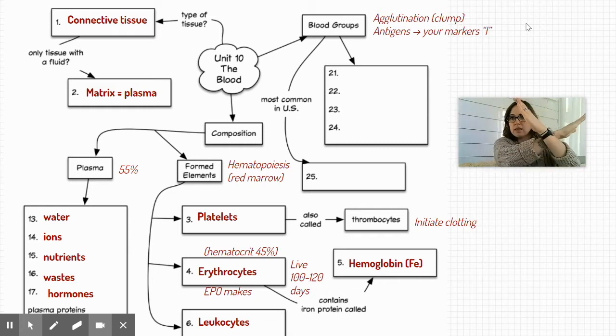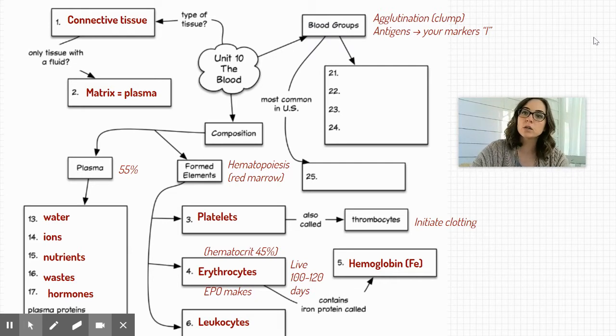Antibodies are things that are against your body, not my body, somebody else's body. So I'm going to fight them. So the antibodies are the things that fight those foreign substances off. And then if you get the wrong blood type transfused, those antibodies would cause it to clump, which we would call agglutination.